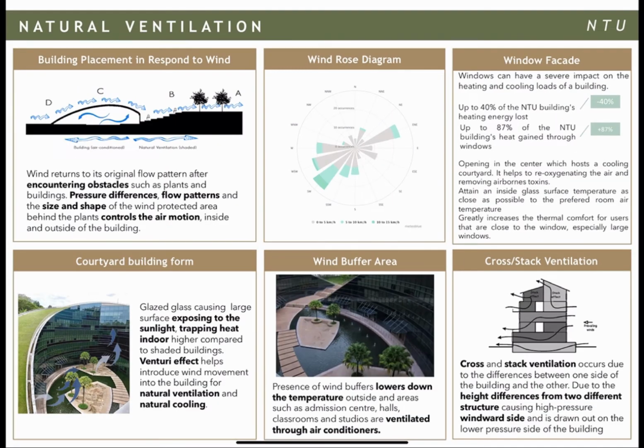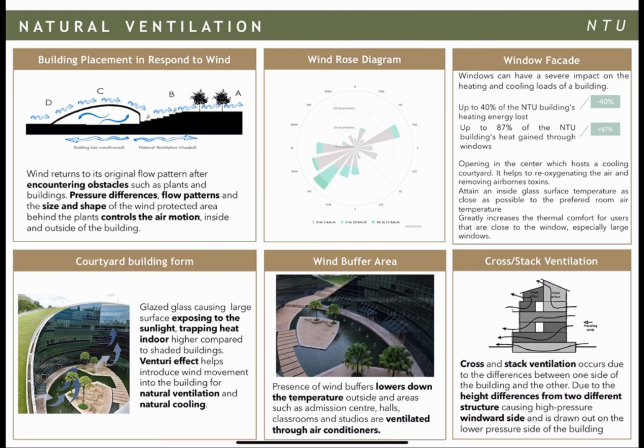For the natural ventilations, the building placement in response to wind returned to its original flow pattern after encountering obstacles such as plants and buildings. Pressure differences, flow patterns, and the size and shape of the wind-protected area behind the plants control the air motions inside and outside of the building.